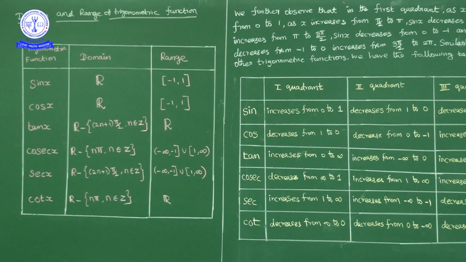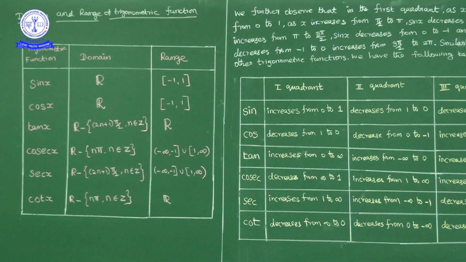So from all real numbers we have to remove these values so that secant x is defined. So the secant x domain is all real numbers except odd multiples of pi by 2, that is (2n plus 1) into pi by 2, where n is an integer.